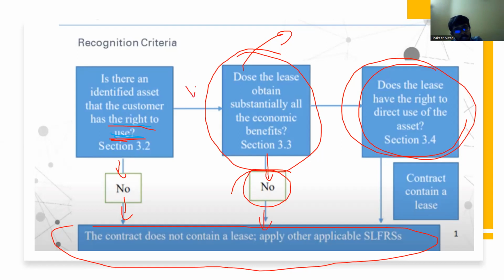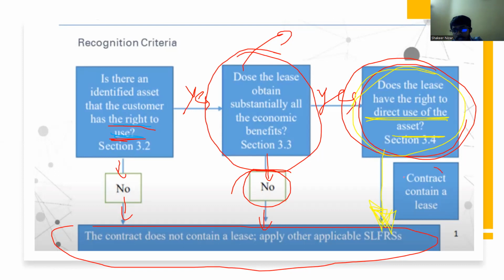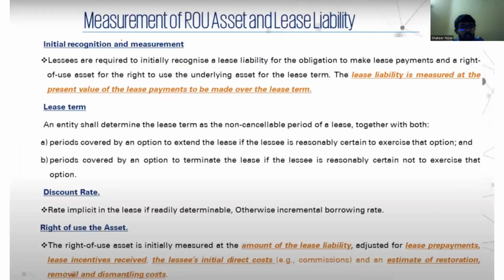Now, definitely you want to ask here: does the lessee have a right to direct? The right to direct means all the commercial benefits pertain to that particular lessee. Then, of course, there is a lease contract; the contract contains a lease. The identification is very important. Later on you can discuss the identification and recognition.